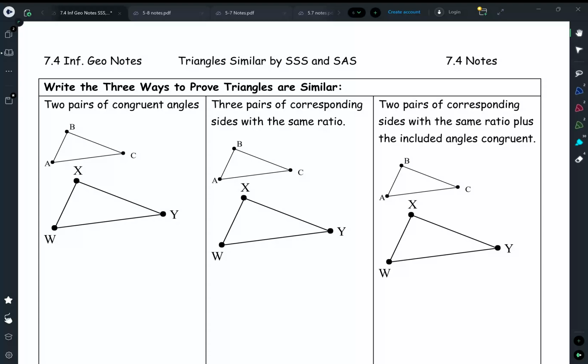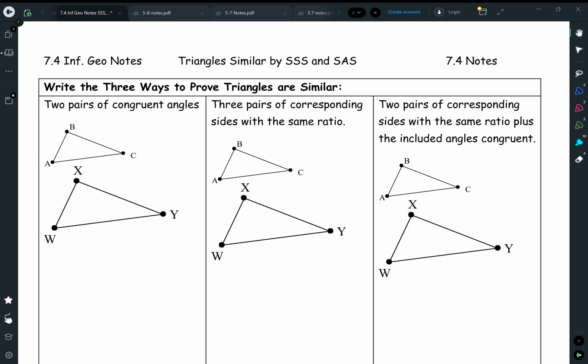Hello, class. So this unit, we have worked so far on ratios and proportions. We learned how to set up a ratio. When two ratios are equal, we get a proportion, and we've practiced solving them. And then in the last section, we learned about triangle similarity. We proved that triangles could be similar when we have two congruent angles.